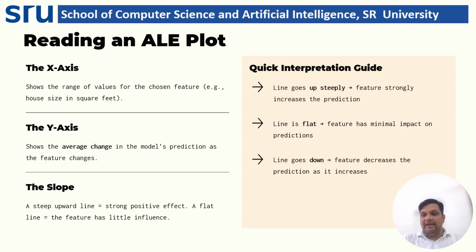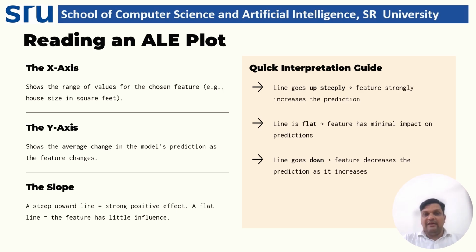Reading an ALE plot. The x-axis shows the range of values for the chosen feature, for example house size in square feet. The y-axis shows the average change in the model's prediction as the feature changes. The slope: a steep upward line shows a strong positive effect. A flat line means the feature has little influence.